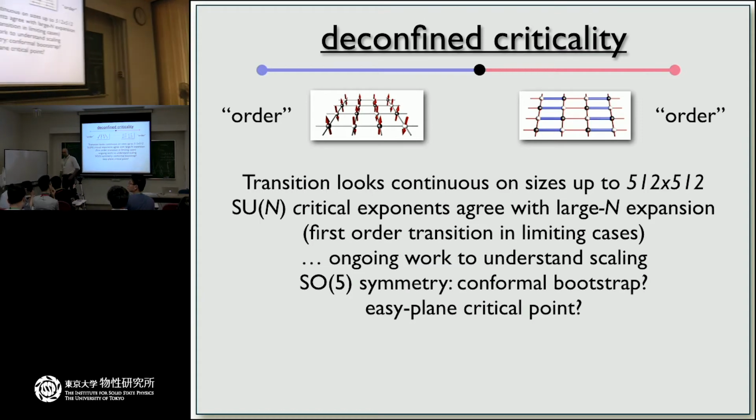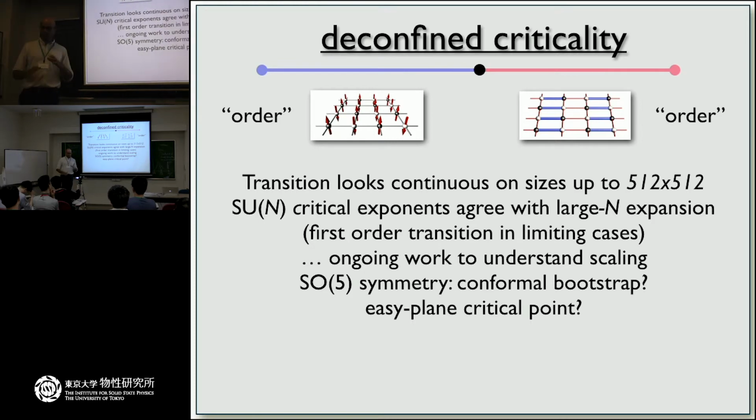So the SO5 description is probably correct, but again, there's a question of whether certain anisotropies are relevant or irrelevant, and it could be they're just slightly relevant. I don't know. There's various things that could happen. There could be a marginal operator.